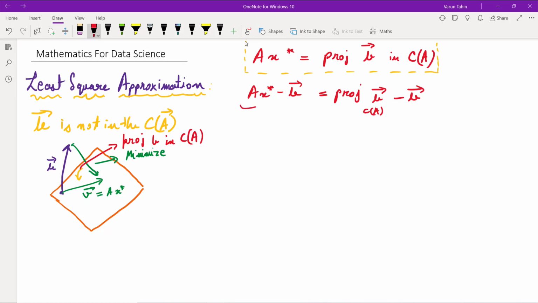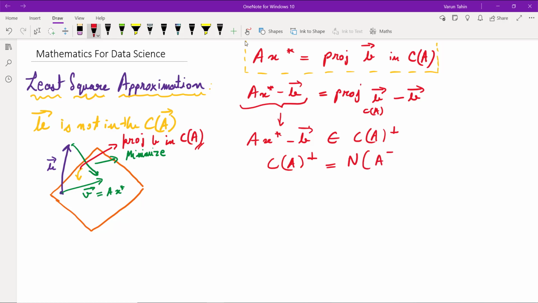Now when you see this term, if you are familiar with the mathematics and geometry concepts, you can clearly say that AX star minus B will belong to the orthogonal column space, right? Or in short, the member of the set of vectors which are orthogonal to the column space CA. And what is that? Orthogonal to column space CA will be the null space of A transpose. Or in short, AX star minus B will belong to the null space of A transpose.